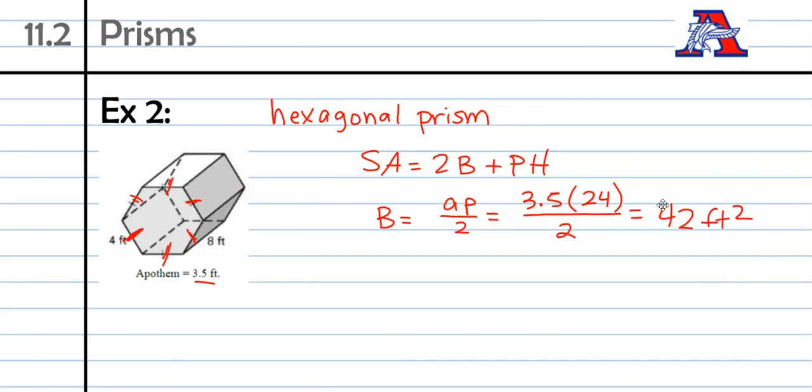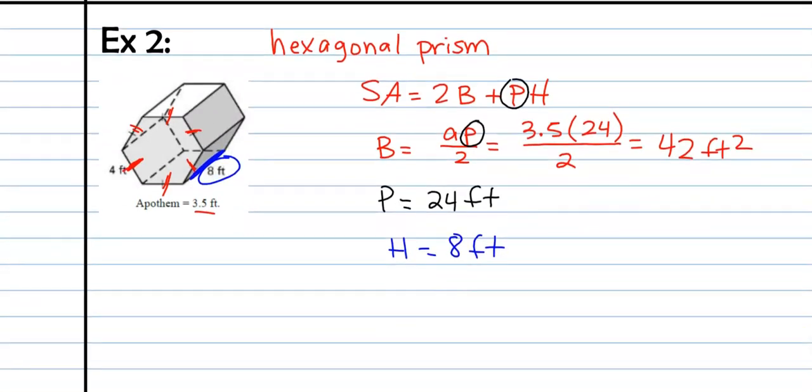All right, good news on this one. We've already found the perimeter of the base. It's the same perimeter we used here. Those are the exact same thing. So we already know that that's 24 feet. So we don't have to do any more work. And then our last one would be our height. That's this guy here, the distance between those bases. 8 feet.